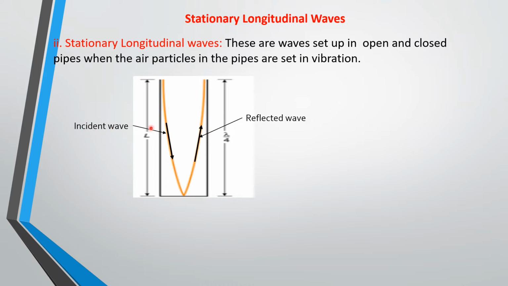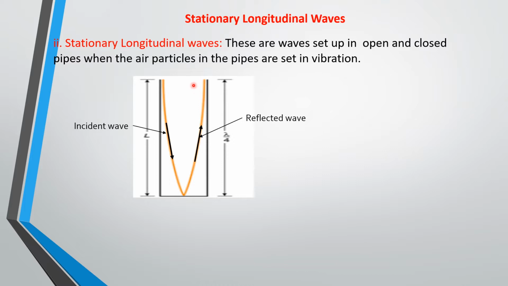So this is the incident wave, and then this is the reflected wave. We will discuss more on this when we discuss sound waves. When we discuss sound waves, we'll talk more on this stationary longitudinal wave, but they are mainly set up in open and closed pipes. So examples of them, as I've said, are sound waves in pipes. So this is just what we have for stationary waves.